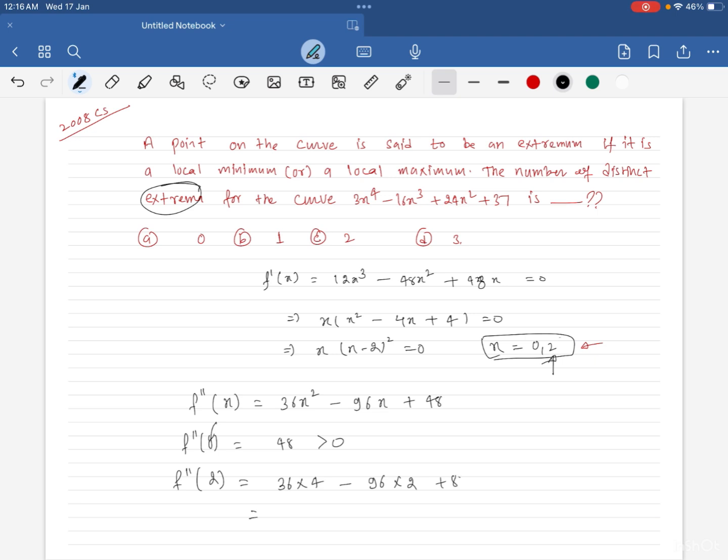So 36 into 4 is 144 and this is 48, right? So 48 is 192 and this 96 into 2 is 192, that is going to be 0, right? So you see that f double dash 2 is 0, so this is not a extrema point and we have to count the extrema point, right? So that is the only one point, so option B is the correct.